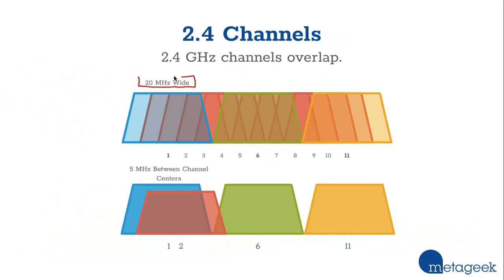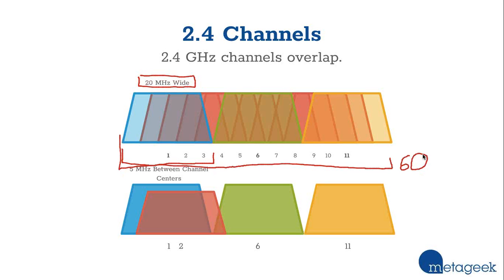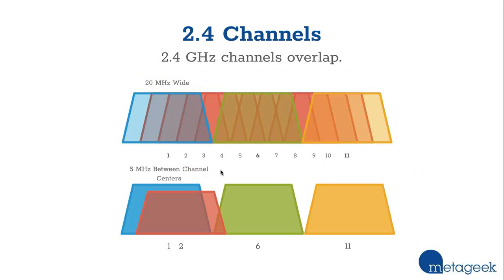Each channel is 20 megahertz wide. That's the actual width of each wireless channel in the 2.4 gigahertz band. But if we look at the total width of 2.4 gigahertz, at least what we're allowed to use for Wi-Fi, it's really only about 60 megahertz wide. So you do some math, 60 divided by 20, you realize there's only enough room for 3 channels in 2.4 gigahertz. So how is it that we have 11 channels here in the United States to choose from?